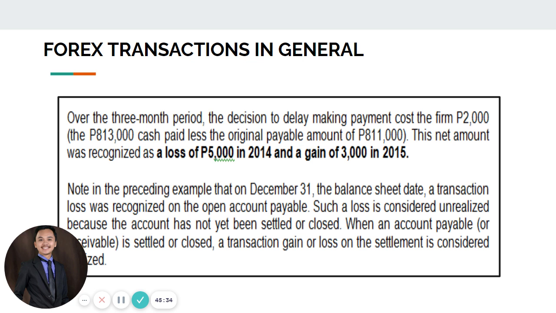All right, so this is true. Over the 3-month period, the decision to delay making payment cost the firm 2,000. So 813 cash paid less the original payable of 811,000. This net amount was recognized as a loss of 5,000 in 2014 and a gain of 3,000 in 2015. So in the entire foreign currency transaction, what do we have? We have incurred a net loss of 2,000. That is why we recognized a loss in 2014 of 5,000 and a gain for 2015 of 3,000. So in the entire importing transaction, we incurred a loss of 2,000.